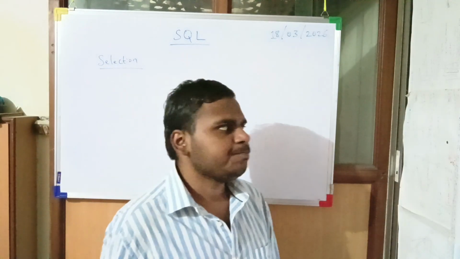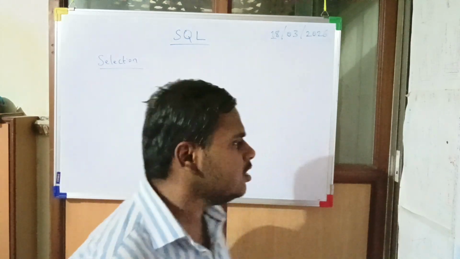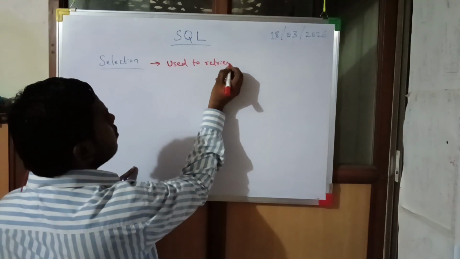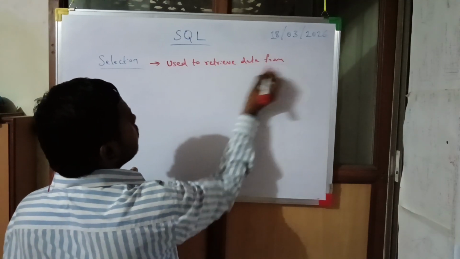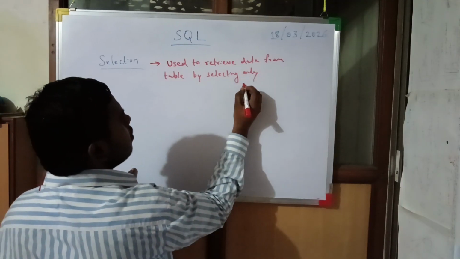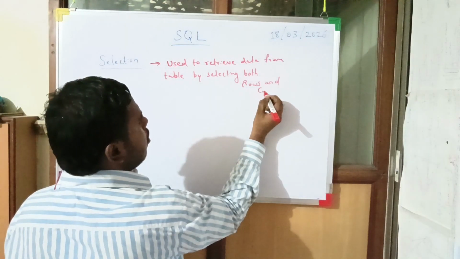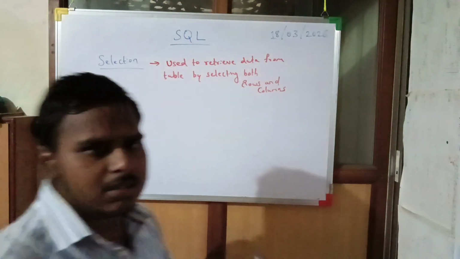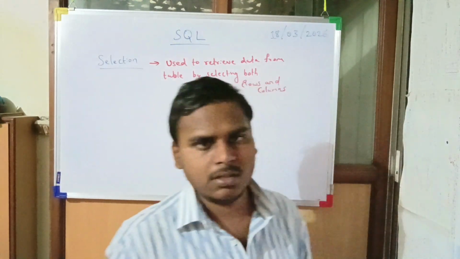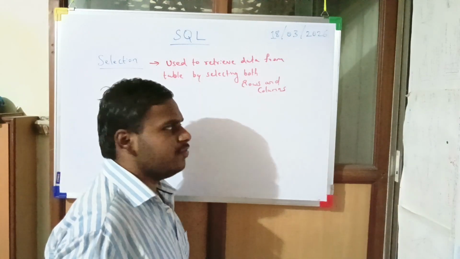Okay, so now selection. What is the meaning of selection in SQL? In DQL we have seen the definition of selection. The definition of selection is: it is used to retrieve data from the table by selecting both rows and columns. What was projection? It is used to retrieve the data from the table by selecting only columns. In projection we were using only columns, but in selection we will use both rows and columns. Okay, so you have got the definition of selection.